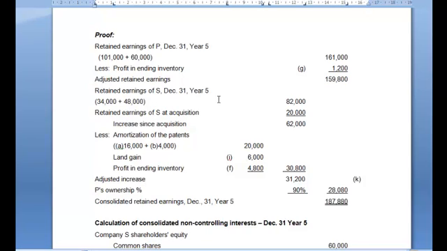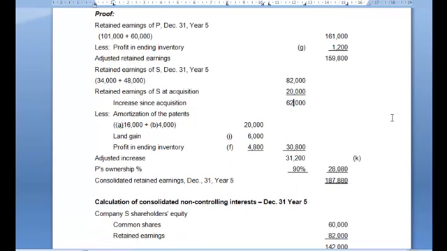Do the same thing over on the sub side. Start with its ending balance of retained earnings, which again will include the net income that the sub earned during year 5. So it has the retained earnings at the beginning plus the income less the dividends, so it's going to be 82,000. We know that at the date the sub became related to the parent, the sub had already earned 20,000 on its own. So we're only interested in the retained earnings that the sub earned post-acquisition, or since it's been related to the parent, which is 62,000.